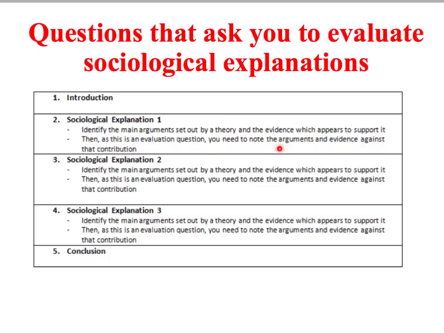Then you need to move on to another explanation. So you might look at the Marxist perspective, describe their main arguments, look at evidence that supports that theory, and then look at the criticisms. And then if you had time, you could move on to look at elite theory and follow the same kind of pattern before drawing a conclusion about which explanation you think is the most credible.